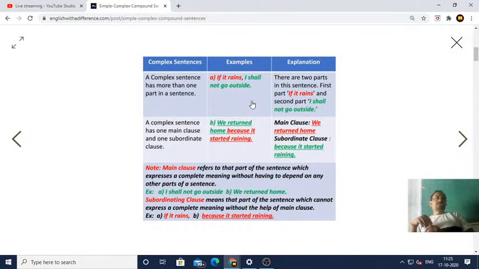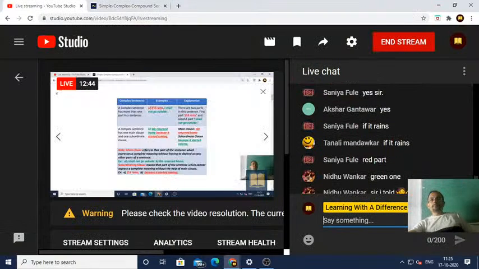So what I mean to say is that for a complex sentence, dear students, always remember that there are two parts of a sentence. The part which depends on another part is called subordinate clause, and the part which is independent in nature, which is expressing a complete meaning, is called main clause. So "if it rains" is subordinate clause, and "I shall not go outside" is called main clause.